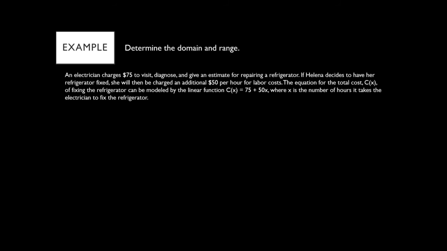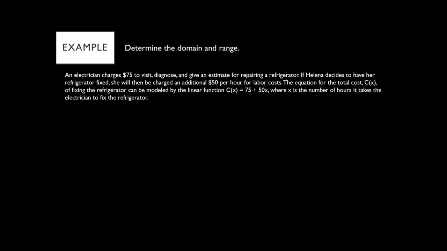So it's telling us our input is the number of hours, and our output is the total cost. This is a linear equation, and a lot of things are linear equations where you have things that are like per hour. We know the total cost is a flat 75 that you have to pay, so we've got that 75, and then we're adding on the additional $50 per hour, and so that's the 50x. So when you look at it, that equation makes sense for what we've got here. So determine the domain and range.